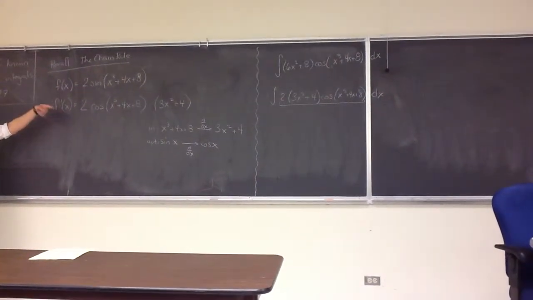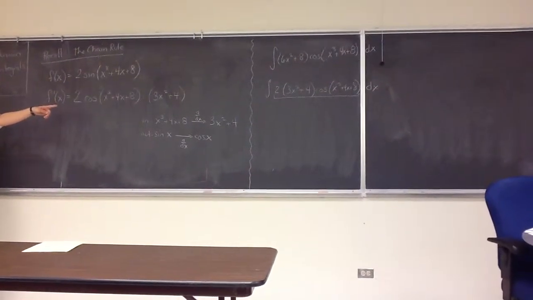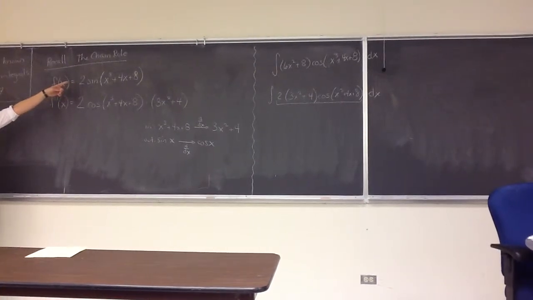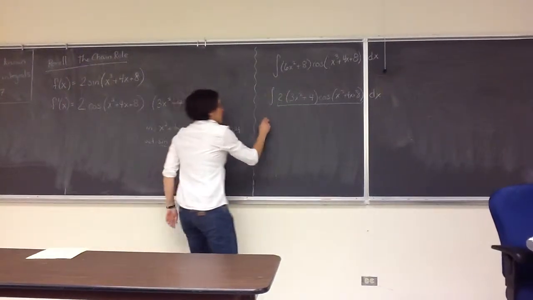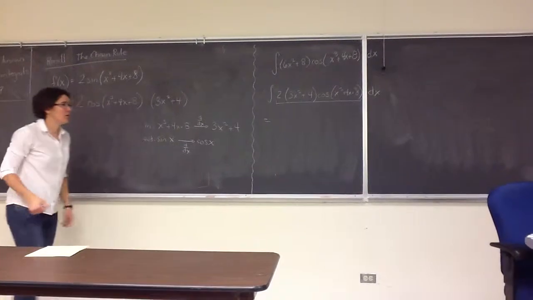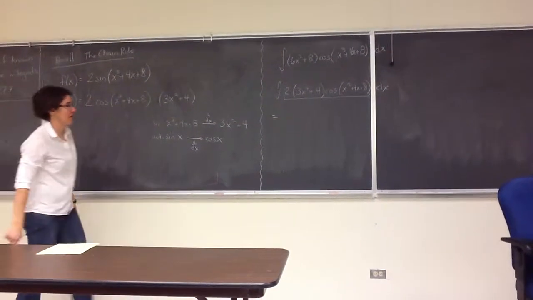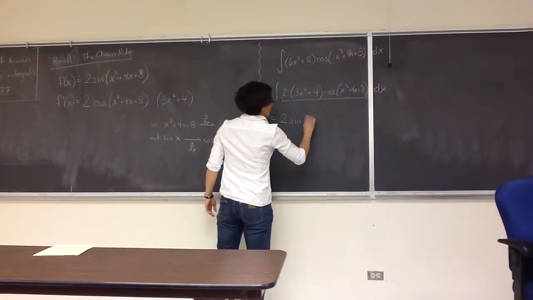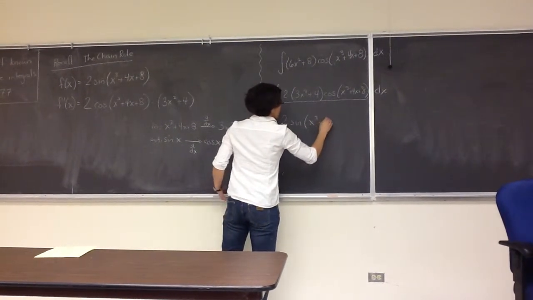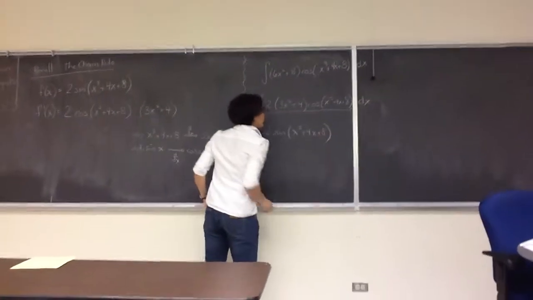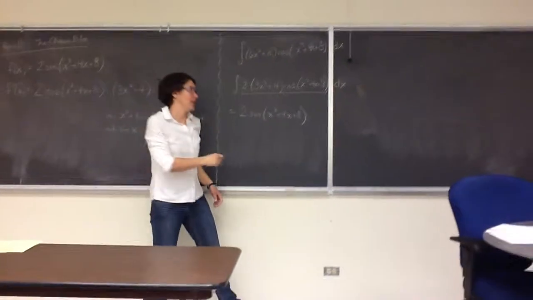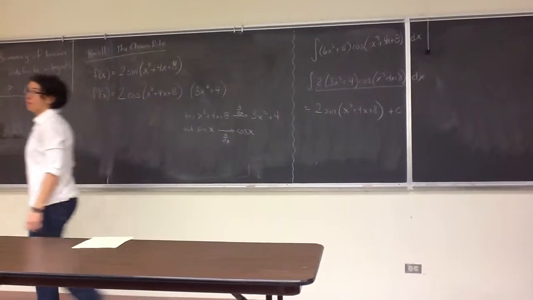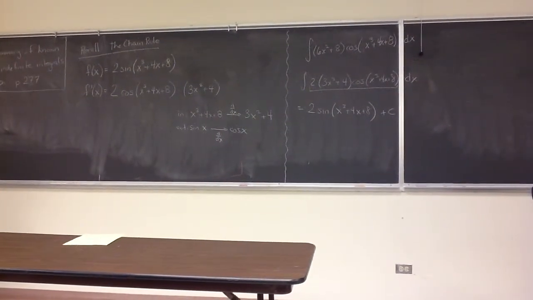And so to find the antiderivative of that thing in the middle, I need to know what the original function was, and it just so happens to be written up here. And so the antiderivative of 2 times 3x squared plus 4 times the cosine of x cubed plus 4x plus 8 is 2 times the sine of x cubed plus 4x plus 8. And I need a plus c on this, because there could have been some constant that got lost in the shuffle. Okay, so this is great.